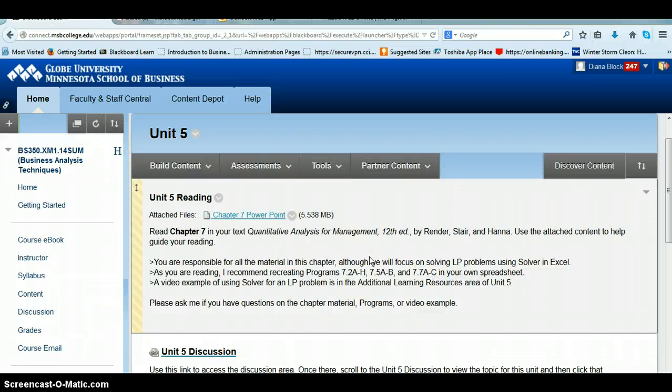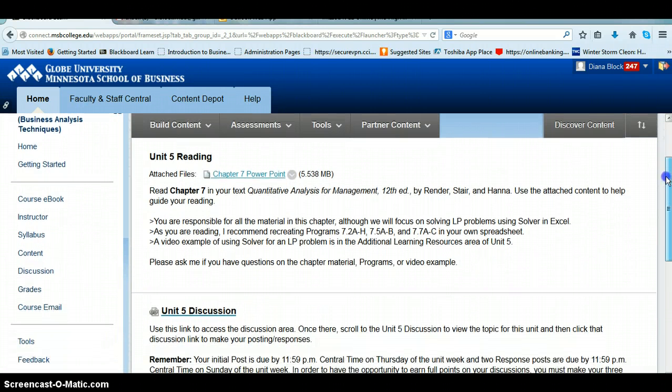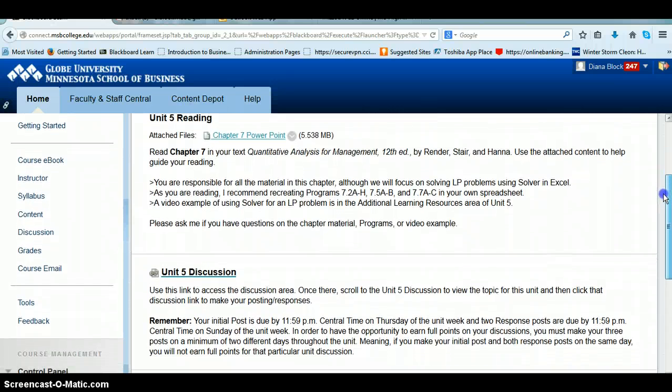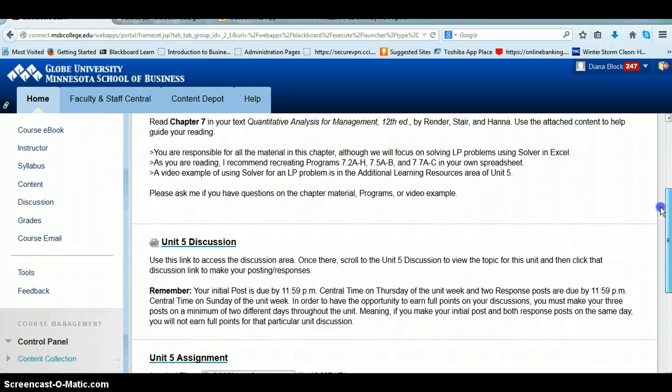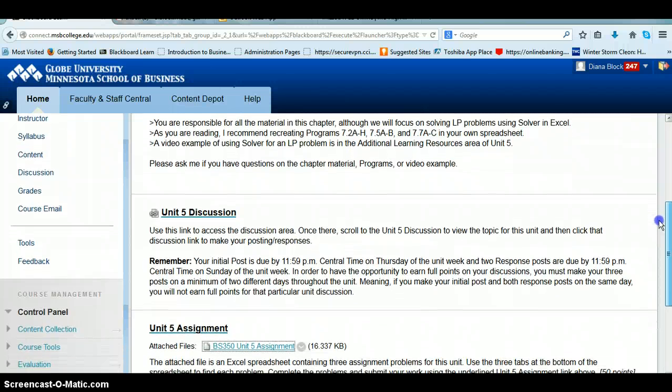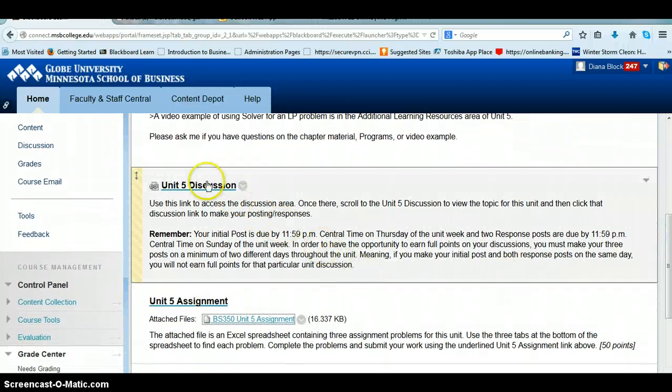And this week, your reading assignment is chapter 5 in the textbook. And I have the PowerPoints that go along with chapter 7. Chapter 7 is the reading. I think I said unit 5, but the reading is chapter 7. And the chapter 7 PowerPoint is attached here. So we're in unit 5, but the reading is chapter 7. And so you've got the textbook online as well as the PowerPoints attached.